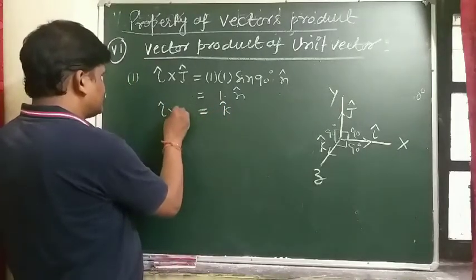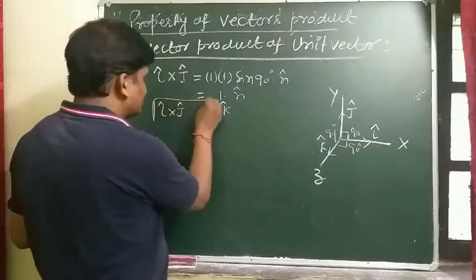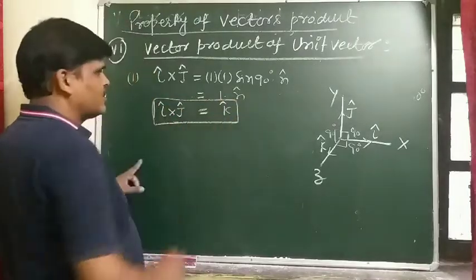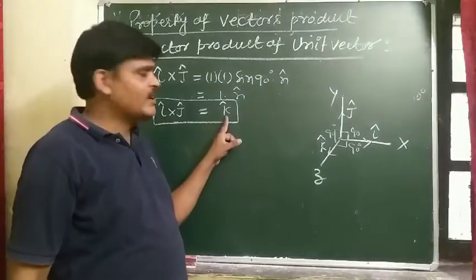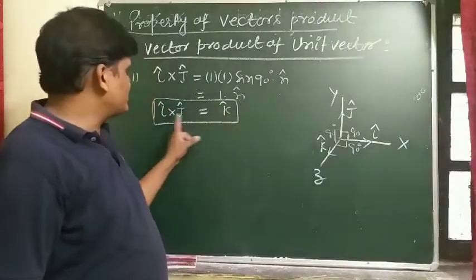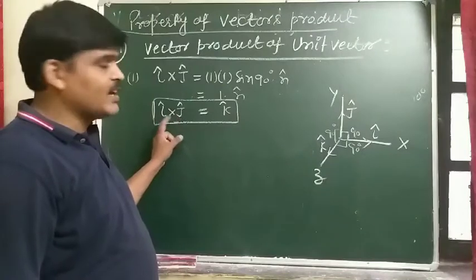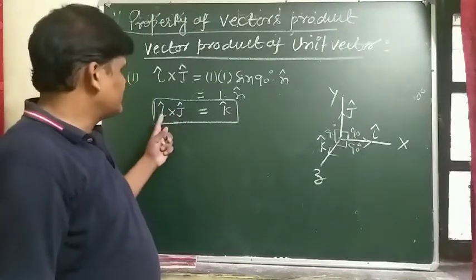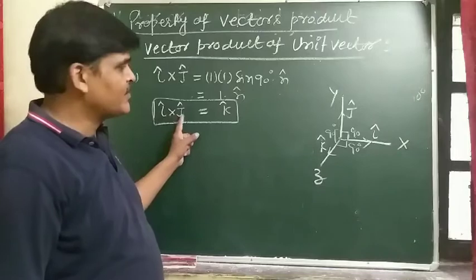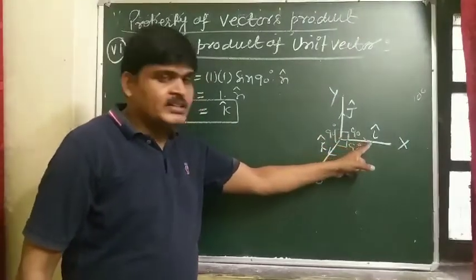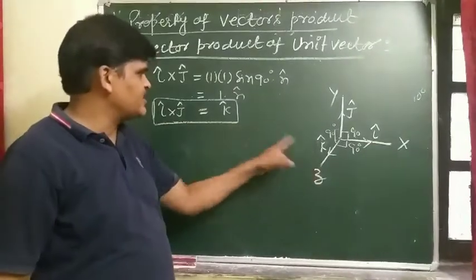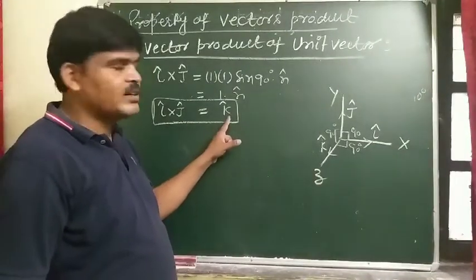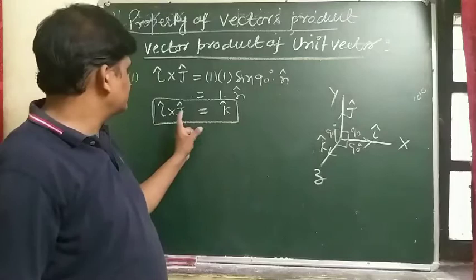So i cross j comes out to be unit vector k, because it is perpendicular to the plane containing the x axis and y axis, where unit vectors i and j lie, and the perpendicular to that plane is along the z axis, and the z axis unit vector is k. So i cross j is k.